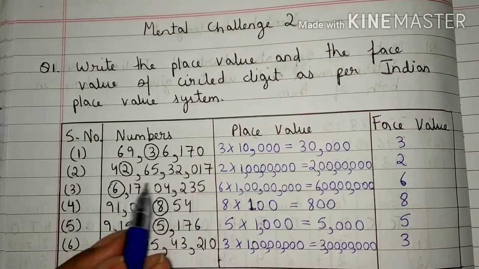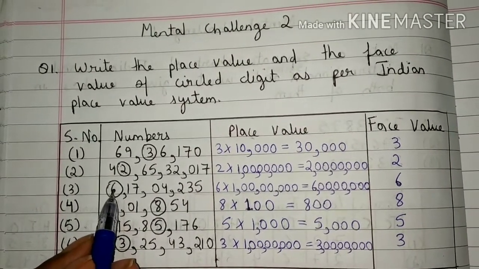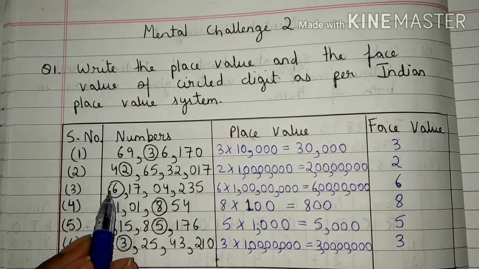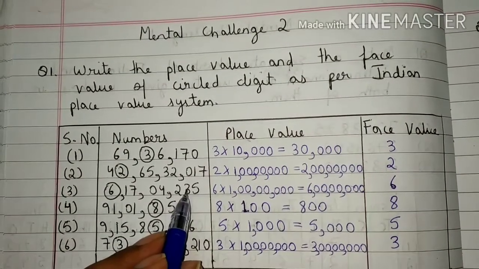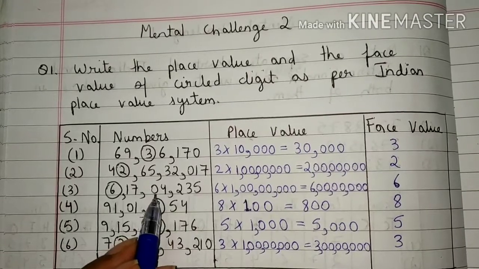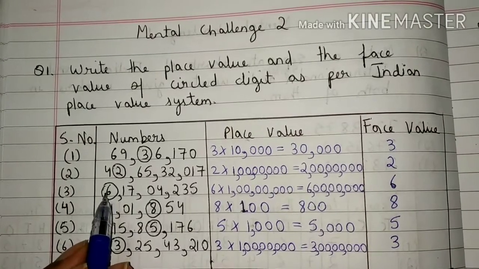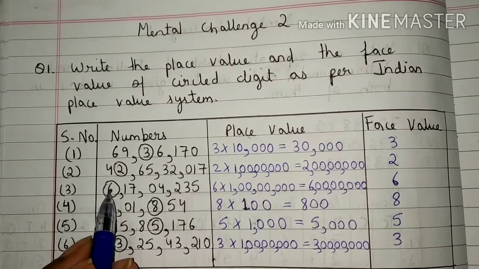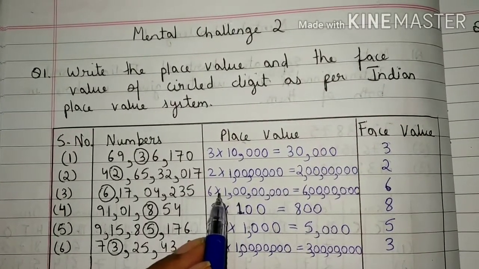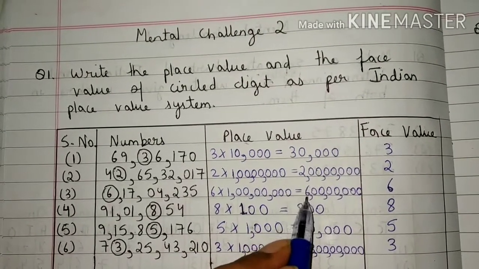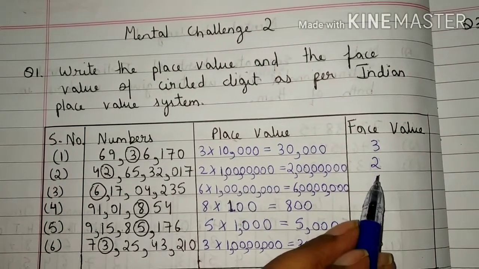Third question. In this question, circled digit is 6. So you have to write the place value and the face value of 6. Students, this is ones place, tens place, hundred place, thousands place, 10,000s place, lakh place, 10 lakh place, crore place. Students, you can see that 6 is at crore place. So place value of 6 is 6 into 1 crore is 6 crore. Place value of 6 is 6 crore. Face value of 6 is 6.